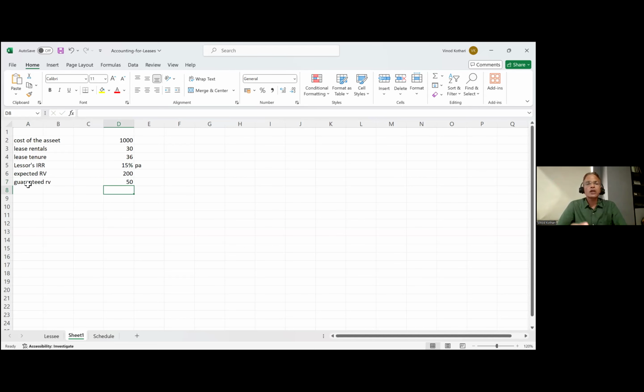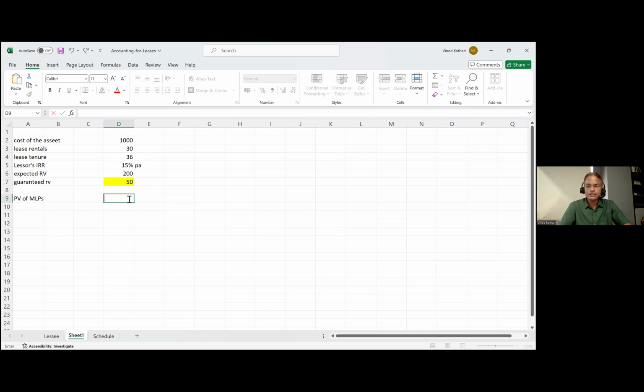Now, with this IRR, which is based on expected residual value, we compute the PV of MLPs. Which all will be MLPs here? The rentals are MLPs because that's a guaranteed payment. In addition, the guaranteed RV. This part is a part of MLPs. Why? Because this is guaranteed by the lessee. Even if it was guaranteed by a third party, it would still have been part of MLPs because this much is guaranteed. I'm expecting 200, out of which 50 is guaranteed. So 50 I'm sure of. I don't have a risk on 50. Therefore, I'll capture that as present value of MLPs.